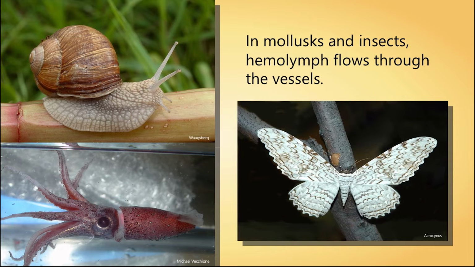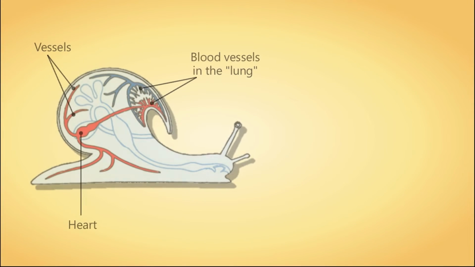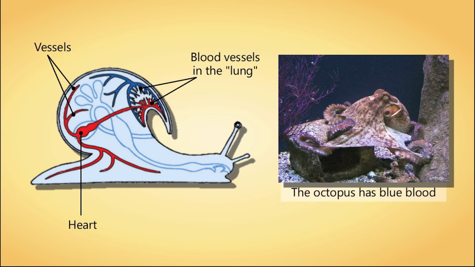Scorpions, spiders, crayfish, octopuses, and cuttlefish have blue blood. Instead of hemoglobin, the blood contains a compound with copper. Copper also gives the blood a blue color.